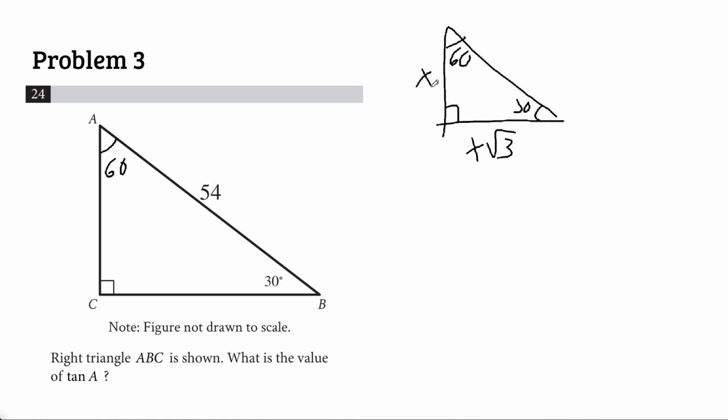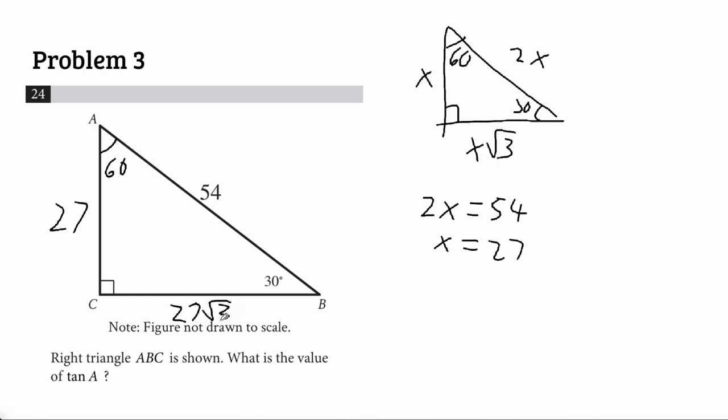going to be 2x. So the hypotenuse we're given here is 54, so we know that 2x is equal to 54, so x has to equal 27. So if x equals 27, that means this left side here is 27, and then the bottom side is just x root 3, or x times root 3, so it's just going to be 27 times root 3.